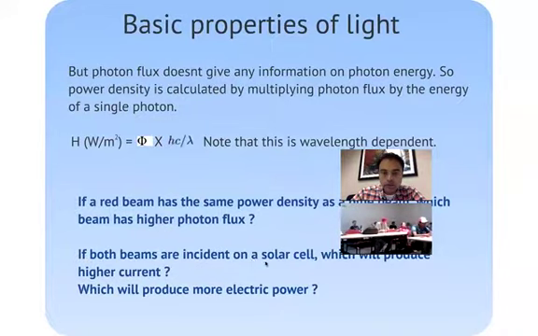If both beams are now incident on a solar cell, okay, the red beam and the blue beam on two different solar cells, let's say, which will produce a higher current? So in other words, I take one beam, put it on a solar cell. Take the other beam and put it on the solar cell. And I'm measuring the current from it. Which do you think will produce more current? And before you shout out the answer, just discuss, let's say for 30 seconds. We have to move a little faster.